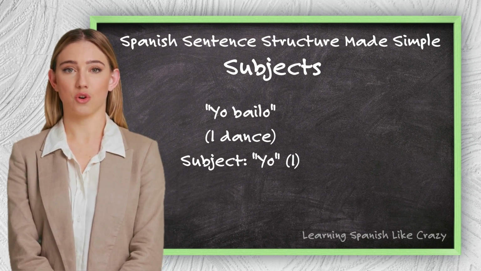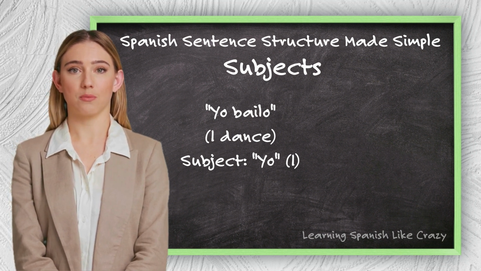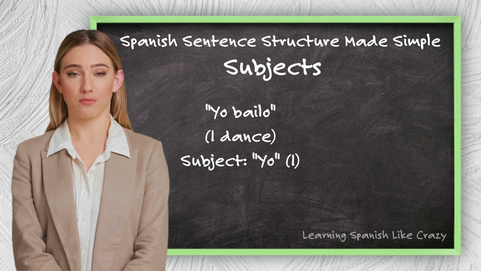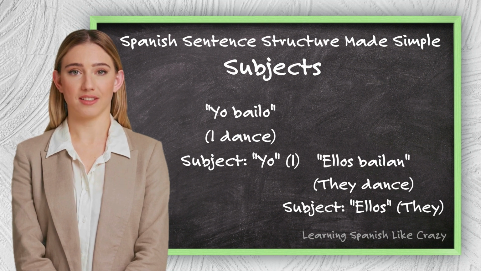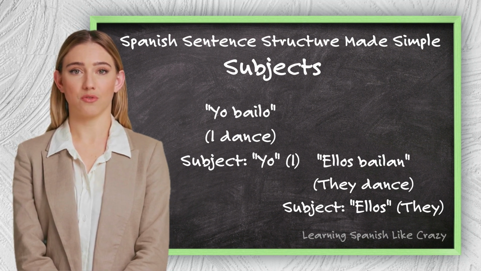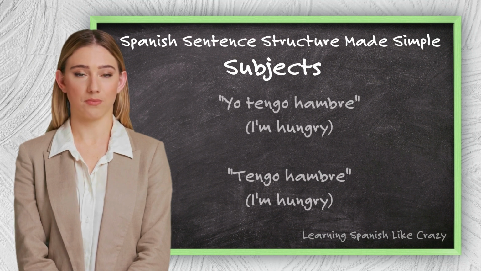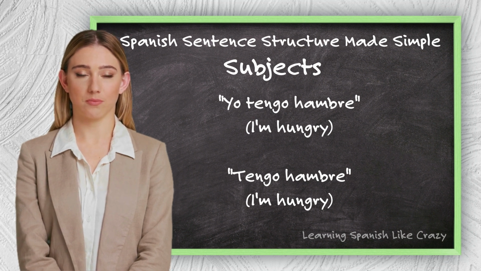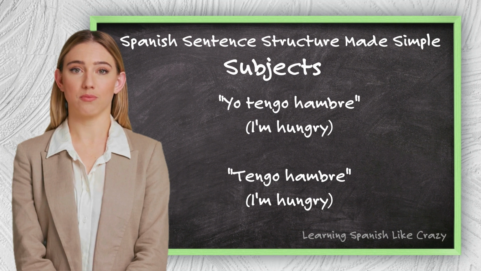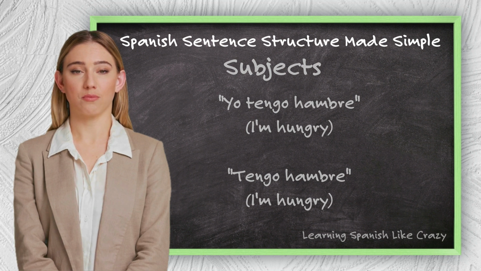Remember that the subject and verb must agree in terms of number and person. So, if the subject is plural, the verb must be plural as well. For example, Ellos bailan. It's important to note that Spanish subjects can often be omitted when the context is clear. For example, instead of saying, Yo tengo hambre, you can simply say, Tengo hambre, omitting the subject pronoun. However, it's common to include the subject pronouns for emphasis or clarity.